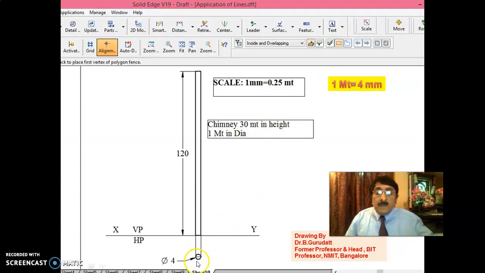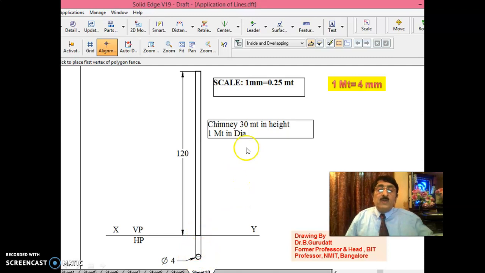Draw one circle of diameter 4. Okay, carefully you draw. First, draw one circle of diameter 4 and take the projectors to the front, and the front view is a rectangle. Rectangle 120 mm in height. Can you understand? 120 mm in height because it is 30 meters. 30 into 4, 120. This is 1 meter, that is 4 mm.